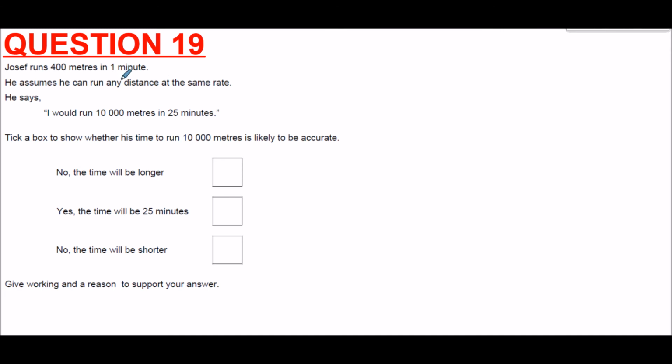Question 19. Joseph runs 400 meters in 1 minute. He assumes he can run any distance at the same rate. Just think about that for a second. And just remember the word assume. Normally, well, not always, but if you assume, you run the danger of making an ass out of you and me. Assume. That's something I was once told. It just basically means when you assume, you're in danger of getting something massively wrong.